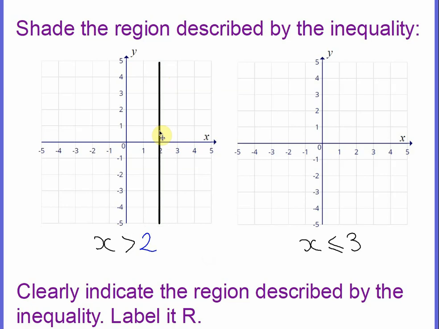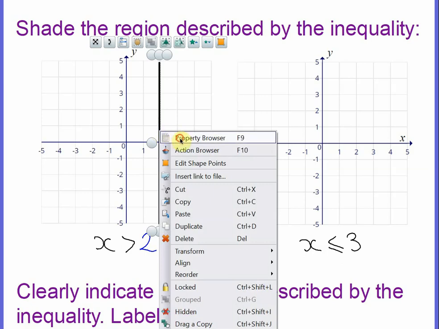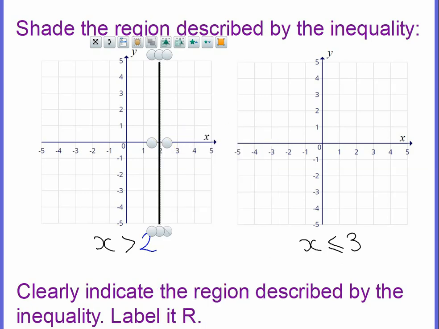On the line they're not greater than 2, but how can we show that? If we think about our number lines, we had an empty circle and a coloured in circle. Well, we can't exactly make an empty line because we just wouldn't be able to see it. But what we can do is make it dashed or dotted, whatever you want to call it. I normally call it dotted.